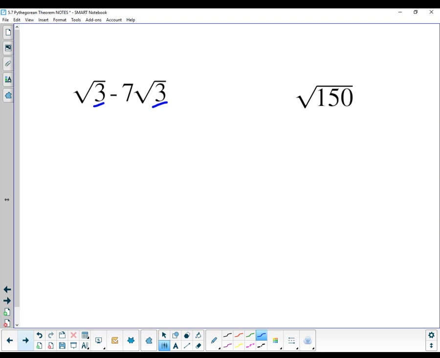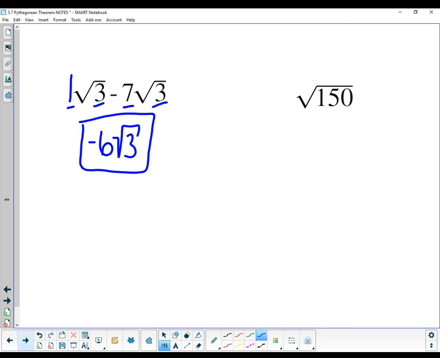So when they have the same roots, we can add or subtract the numbers that are in front of them. If the radical does not have a number in front of it, there is actually a 1 there. So what we're really looking at here is 1 minus 7, which gives me -6. And we still have to keep the roots. So we still have our square root of 3, and that would be our answer for that one.